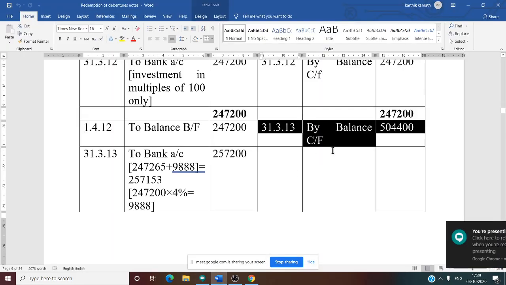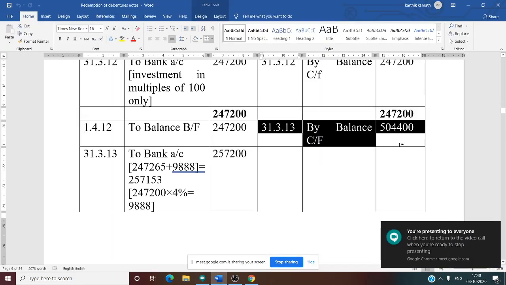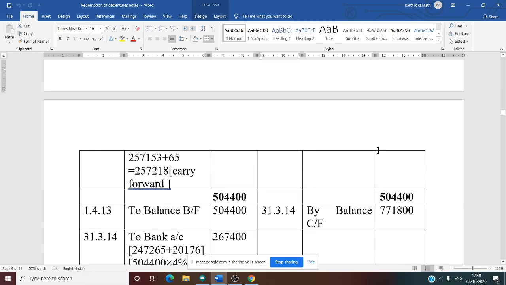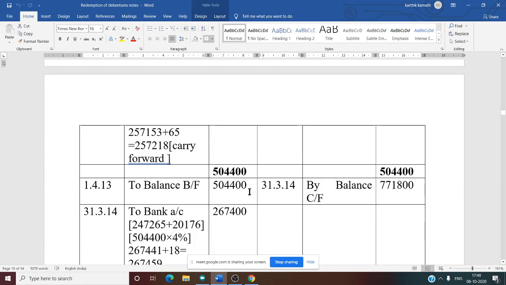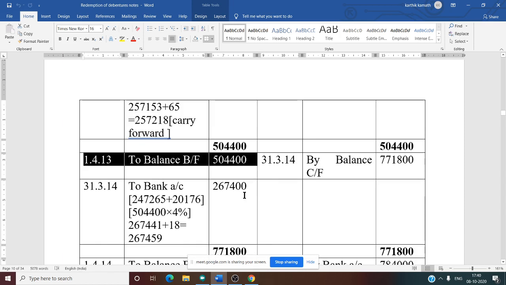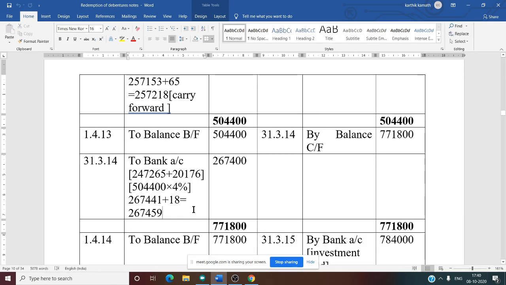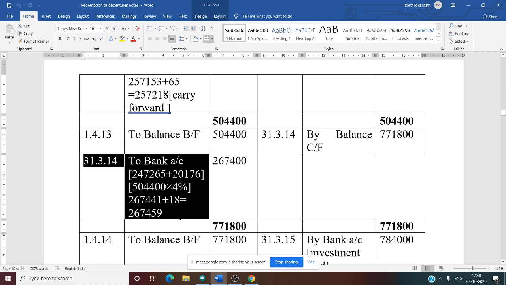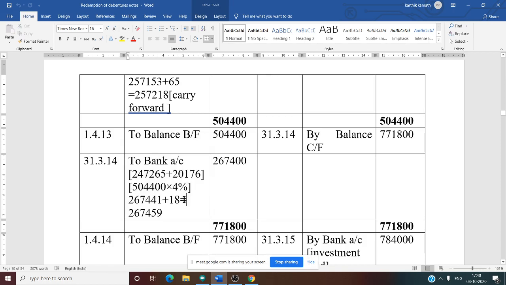See this. Close that year balance 5,04,400. So now third year. Third year we need to open the account. So previous year balance is brought forward. Previous year closing balance is 5,04,400 brought forward. At the end of third year, again profit and loss account interest is reinvested. So what is the profit and loss account appropriation amount? We know that is 2,47,265.